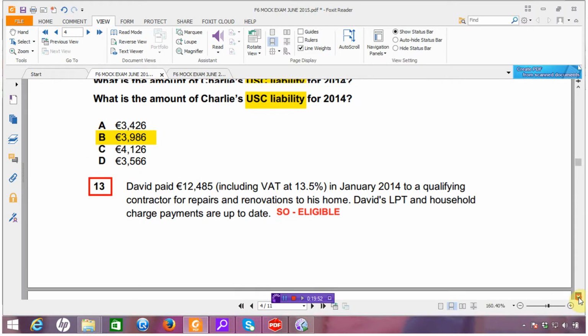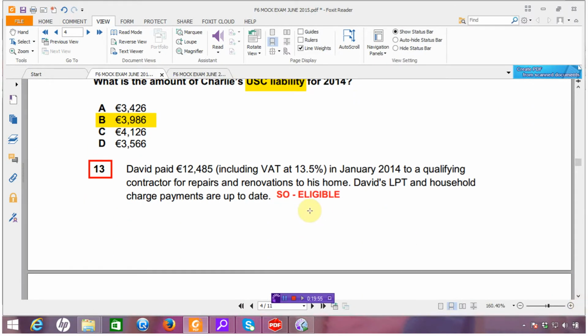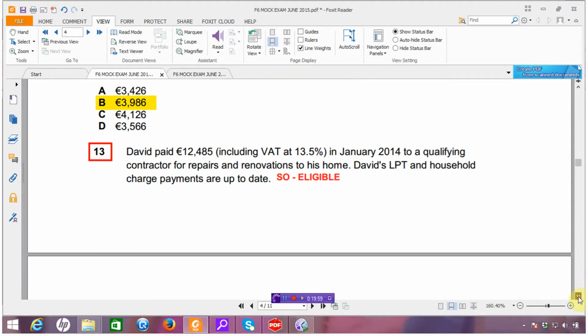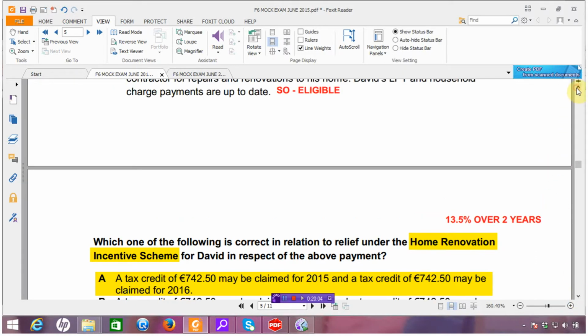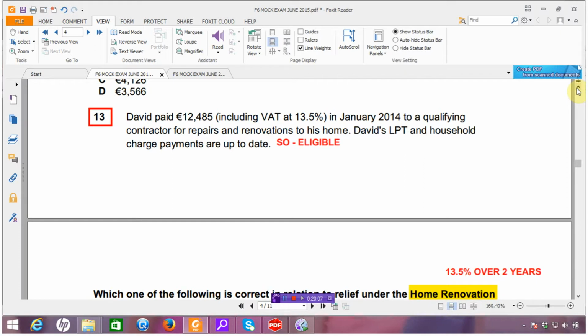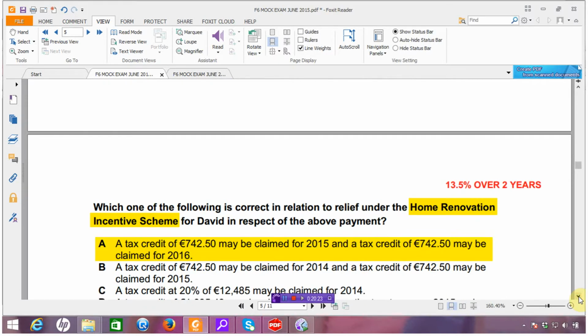Next point here is just a sort of an unusual question, I guess, in relation to this home improvement or home renovation incentive scheme. Not something that you would see very, very common. And really what we're looking to do is to establish what is the credit available to this individual who's qualifying in relation to work done on his PPR, his principal private residence. The question specifically asks us for what is the detail in respect of the tax credits that may be available.